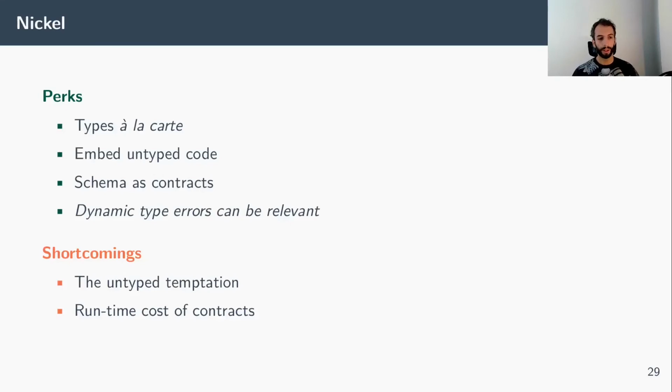So to sum up, in Nickel you have somehow types à la carte, meaning that you can choose between dynamic and static typing. This allows for embedding untyped code. One important point is that you have built-in features to represent schemas with built-in error reporting as contracts. And also a point that I want to make is that dynamic type errors can be relevant if you add the right ingredients, and the right ingredients are, I think, annotations and this kind of built-in error reporting that comes with contracts. One of the possible shortcomings is what I call the untyped temptation.